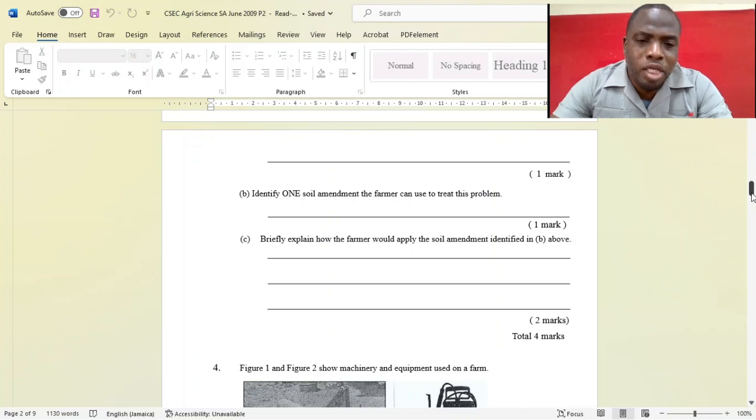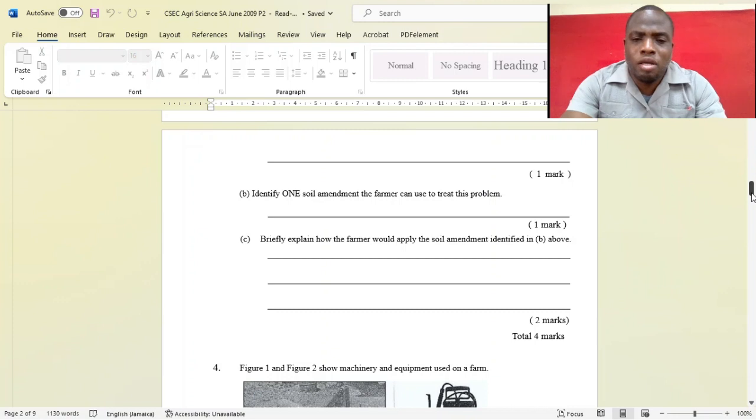Now, to increase the pH or reduce acidity, we can add a basic or alkaline substance. Calcium carbonate is one of those, or calcium hydroxide, and what this will do is raise the pH. And briefly explain how the farmer would apply this soil amendment. Definitely, we can add this to the soil.